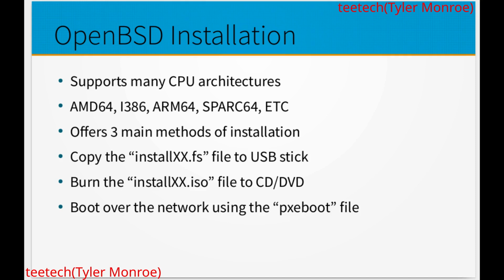But the cool thing is, OpenBSD does offer three main methods of installing it. That's a lot of flexibility, depending on what you're dealing with. For the first method, you can copy what they call the install.fs file, where the two X's are just the version number. You take that file and copy it to a USB stick. We are going to talk about this in a lab after this video, so don't worry too much about that yet.